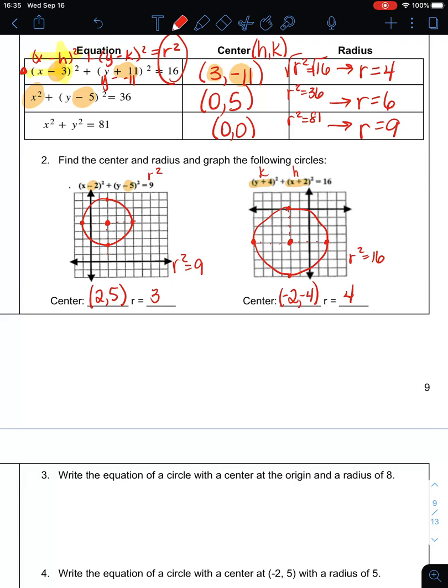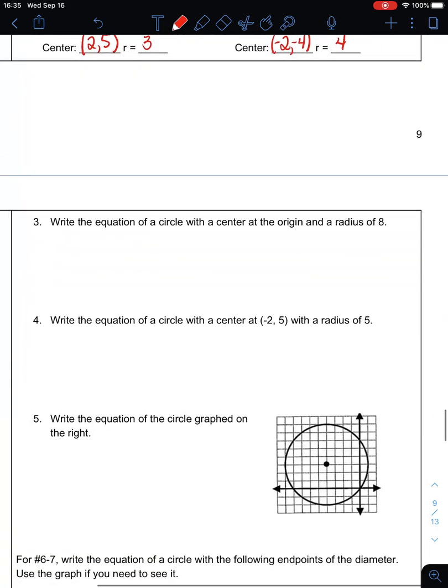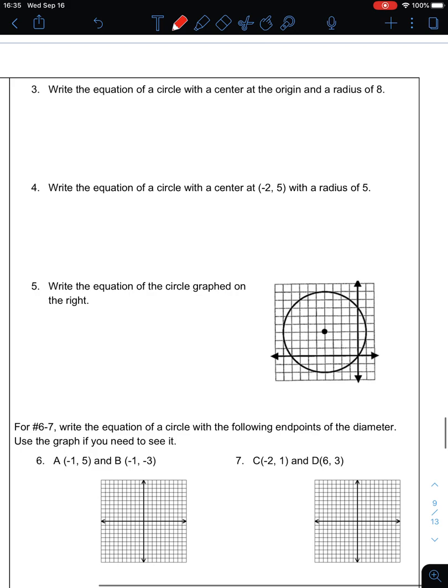So that I get my good circle. Okay, so we know how to take the equation of a circle and get the center and the radius to then ultimately be able to graph the circle. So now let's do the reverse of that.